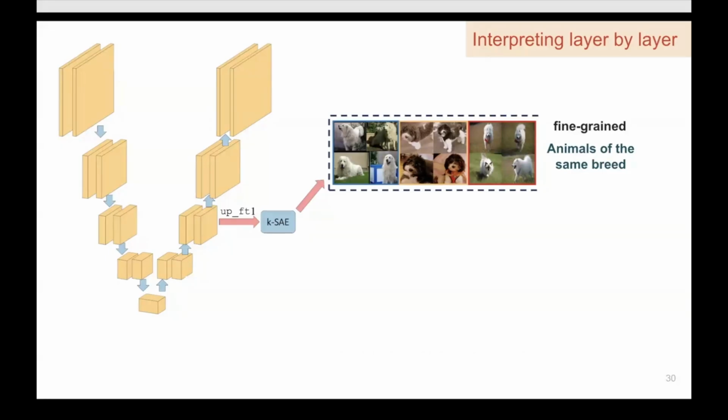Let me double check that. I don't think there was a pattern for different features, but yeah, I can check. Good question. So when you talk about these features being fine grained or coarse grained, is it a manual interpretation? Yeah, I'll get to that.